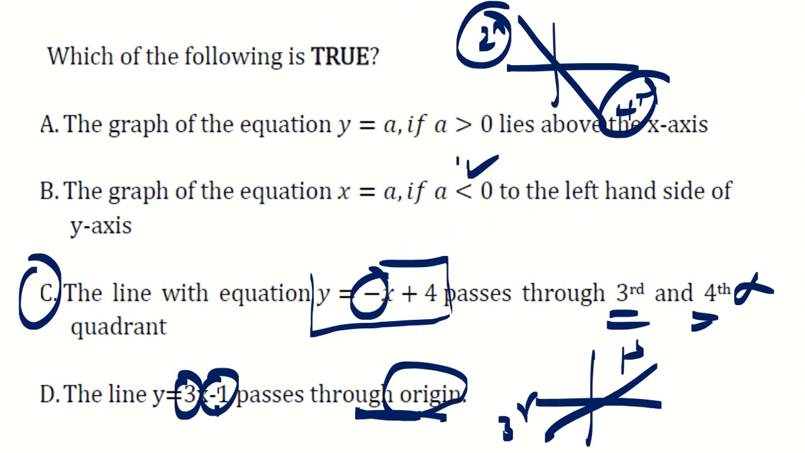This is also correct. And this is also correct. So the answer will be A and B true. A and B are true. This kind of error may happen. It's okay.